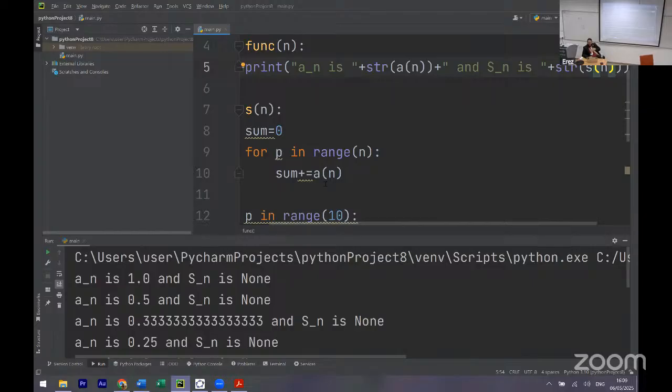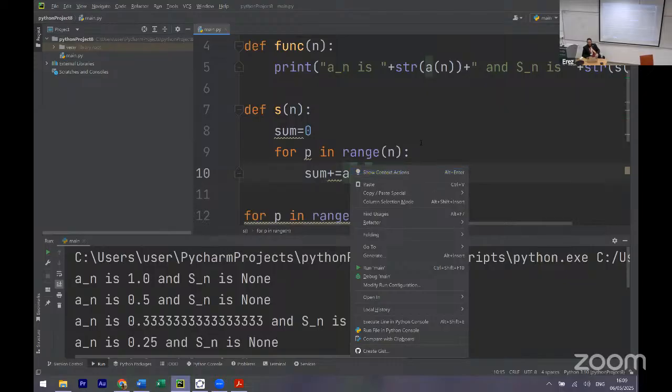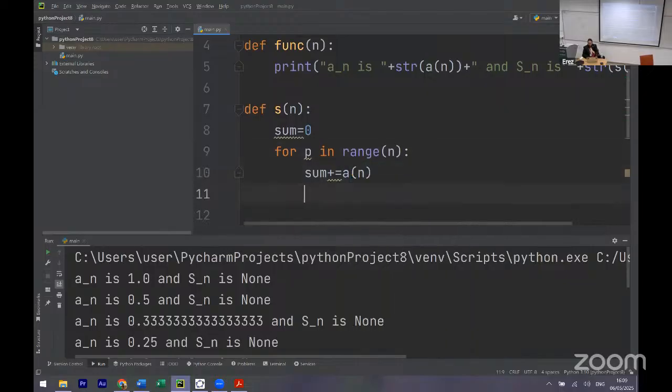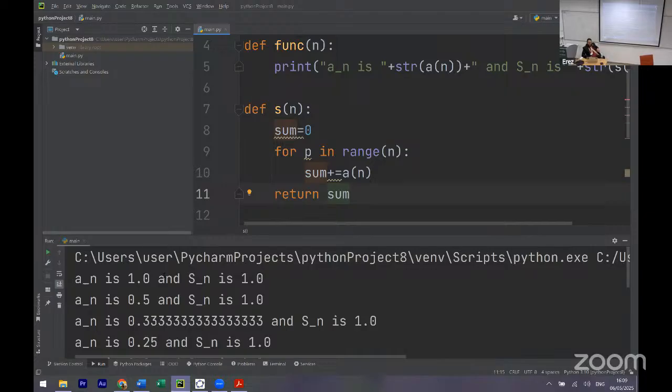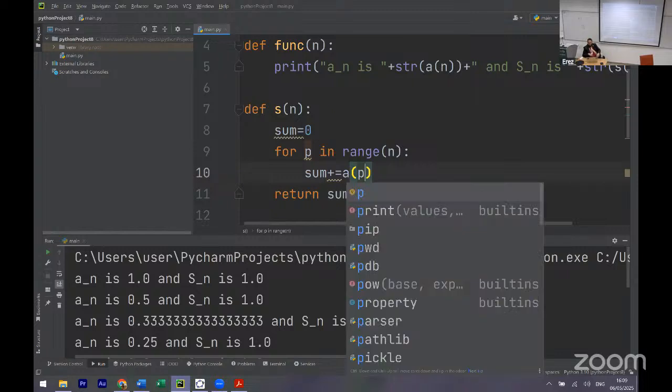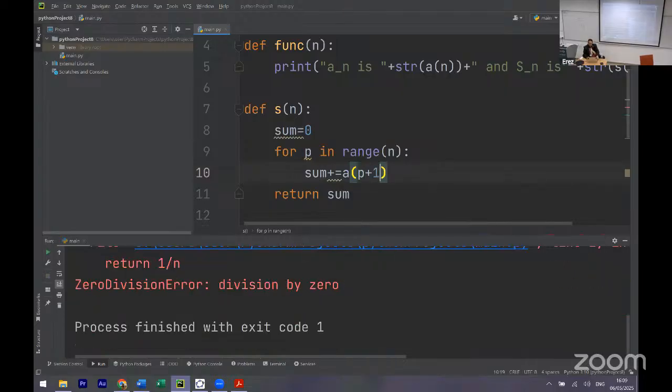Okay. You didn't return anything in it. Okay, thank you, you're right. If we did this recursively, we would have the same problem. Okay, so it's still not good. Then p plus 1. That's it. Now it works.